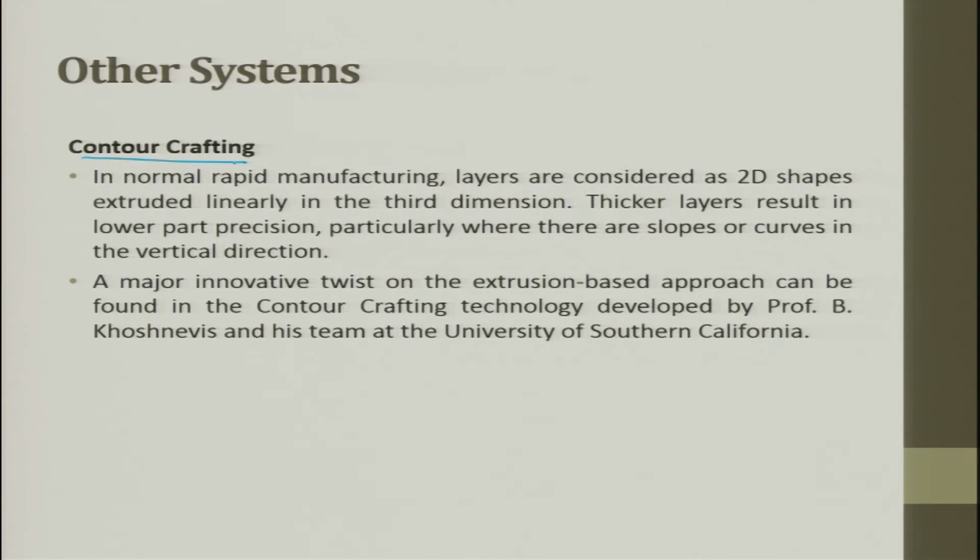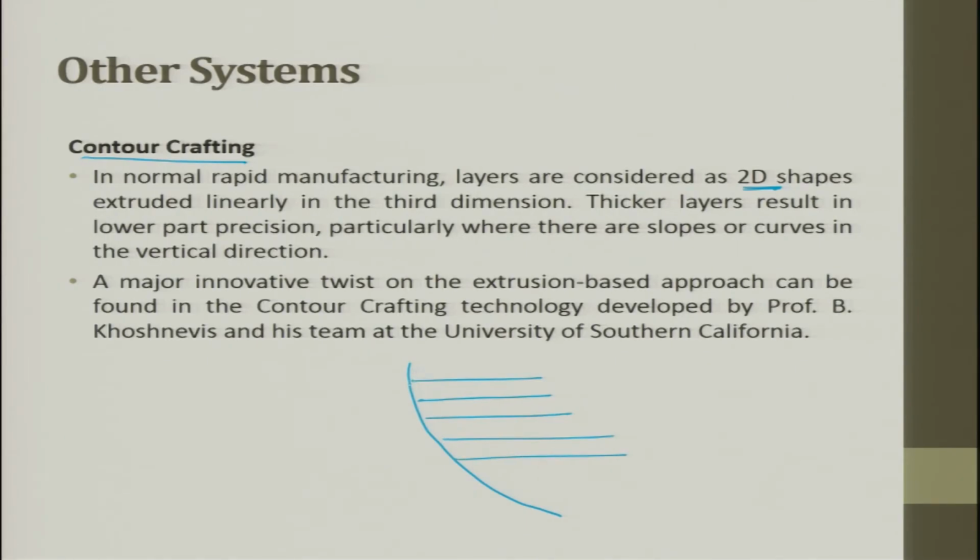The contour crafting. In normal rapid manufacturing, layers are considered as 2D shapes, extruded linearly in the third dimension. Thicker layers result in lower part precision, particularly where there are slopes or curves in a vertical direction. So, what they are trying to say is that if there is a slope change like this, if you want to make multiple layers, you will make layers like this.